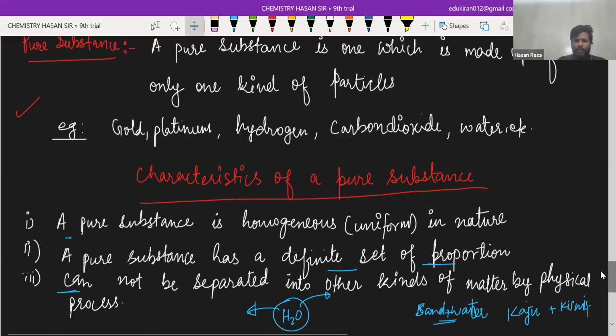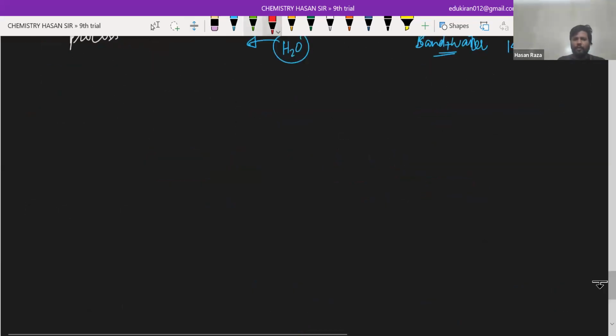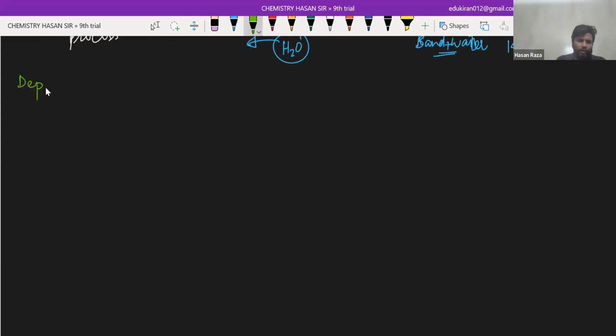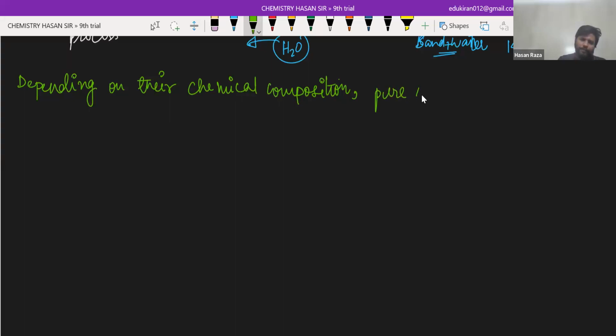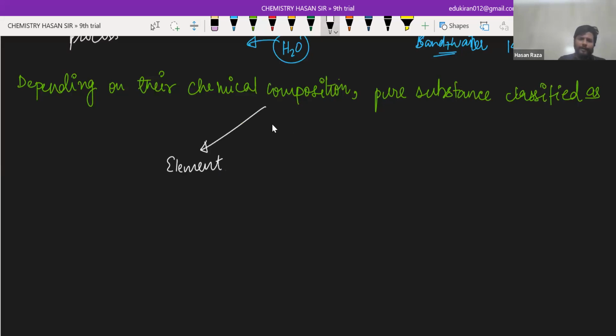Now it's very easy, already explained as well. You just need to write in a good way. Now we can also write this: depending on their chemical composition, pure substances are further classified as element and compound. You know this as well.